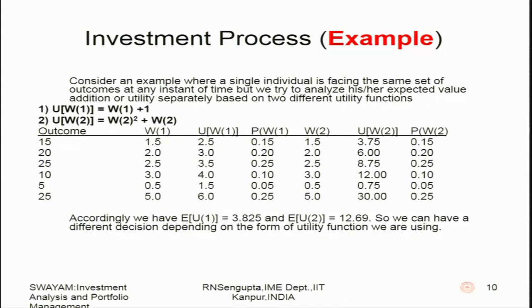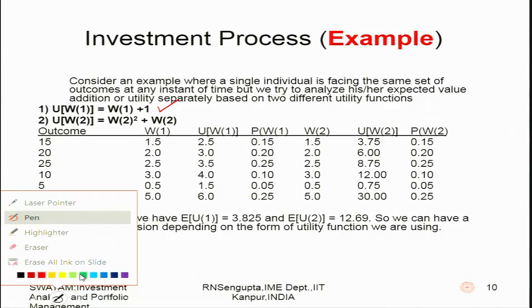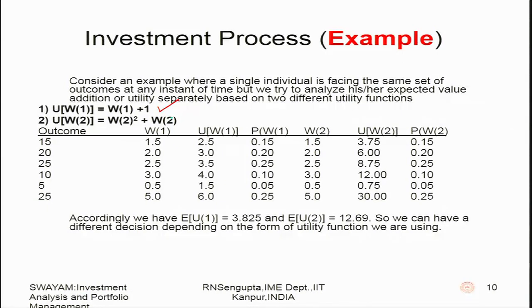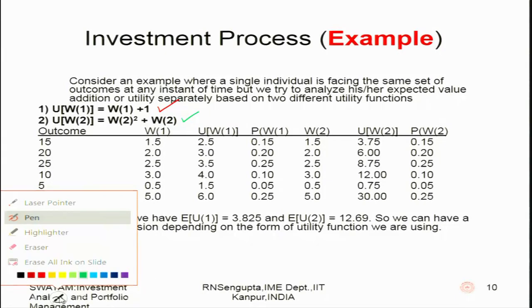So let us see a different picture of an example, where in this case we have two utilities. The utility function U(W1) I am marking with red, and whatever I write down for utility function 1, I will be using the red color. Similarly, I have utility function 2, which I am marking by green, so whatever writing I do for utility function 2, I will use the green color. Now the situation is like this.